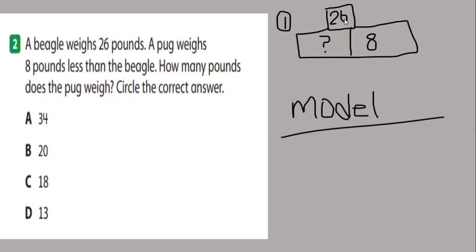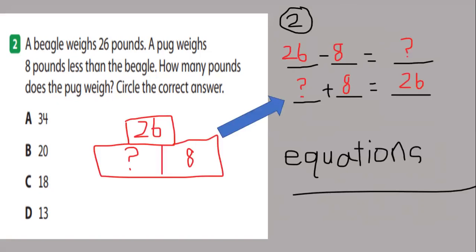You know the beagle weighs 26 pounds. You know that the pug weighs 8 less than that, but you do not know how much the pug weighs. So we are looking for a number that if we add 8 to it, it will give us 26. We're looking for an unknown number that if we add 8 to it, it's going to give us 26. So that's our model. And then we're going to use our model to write our equation.